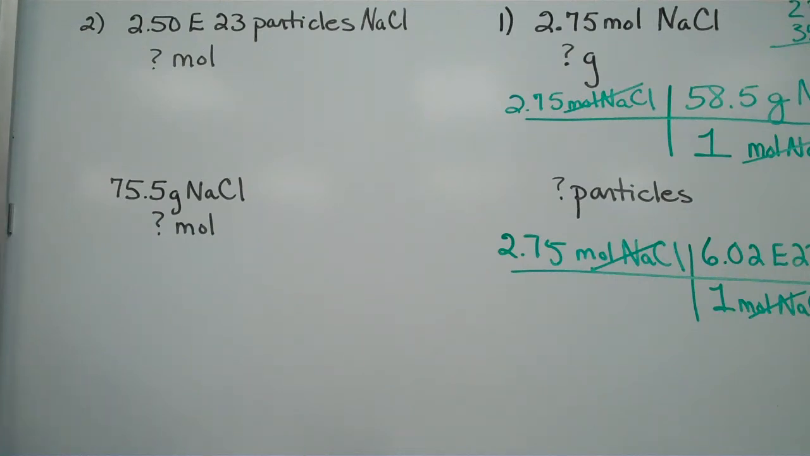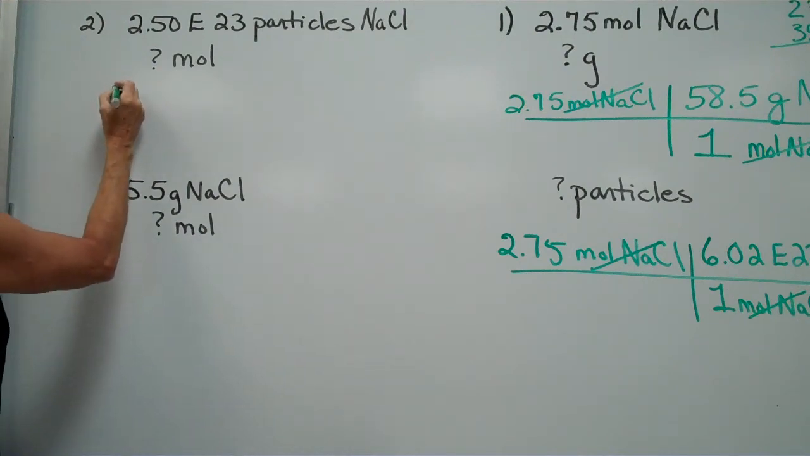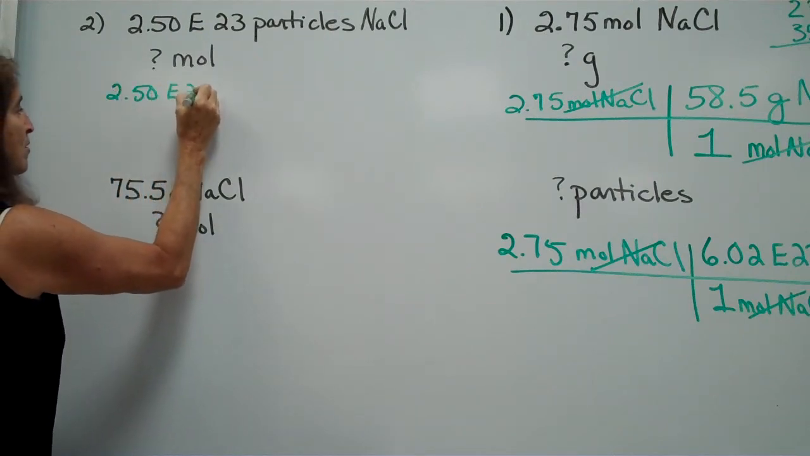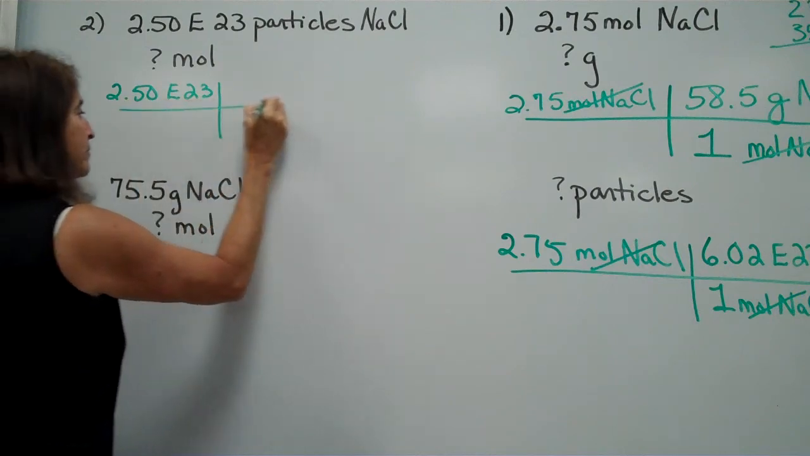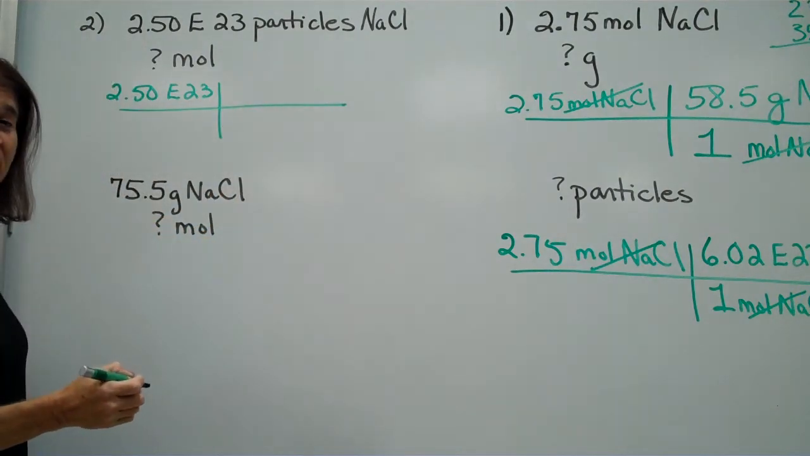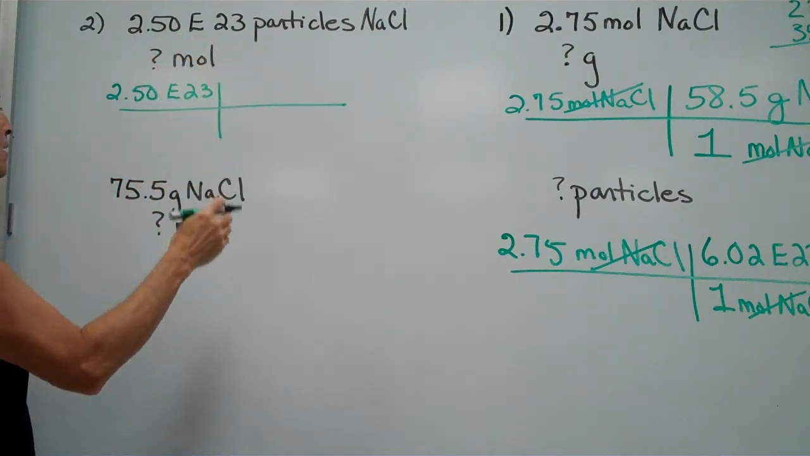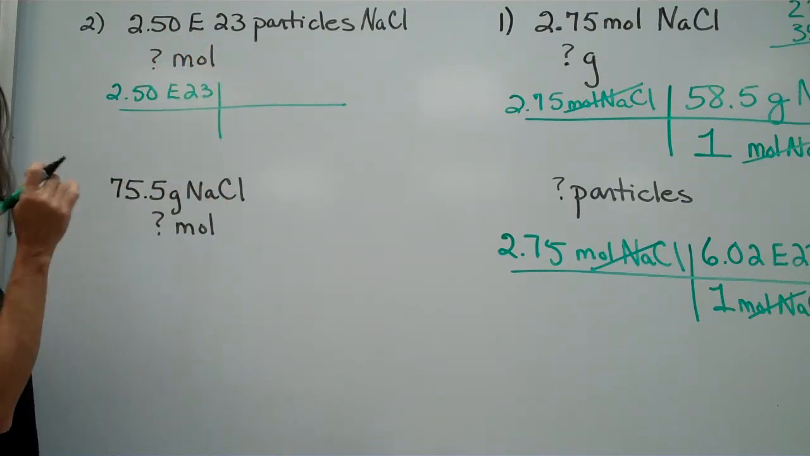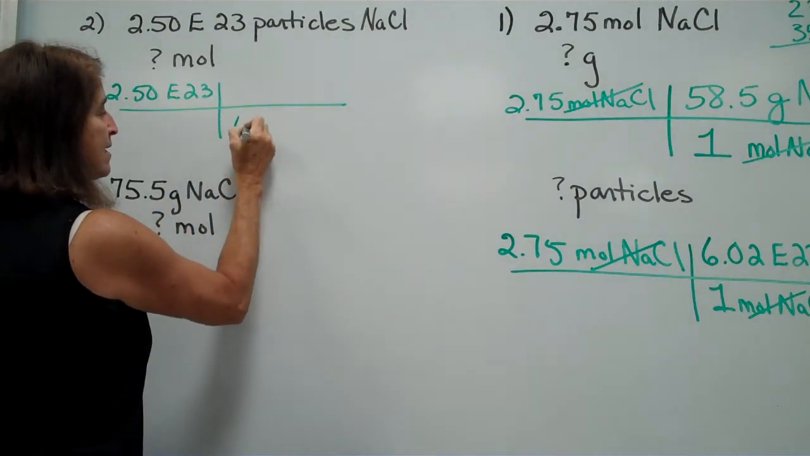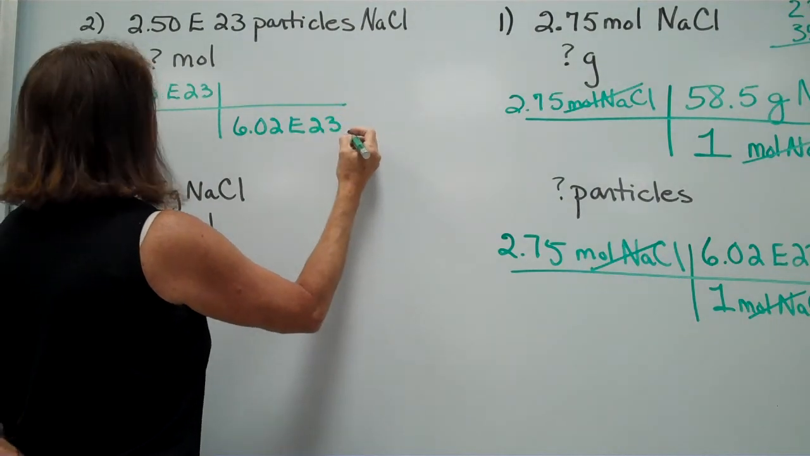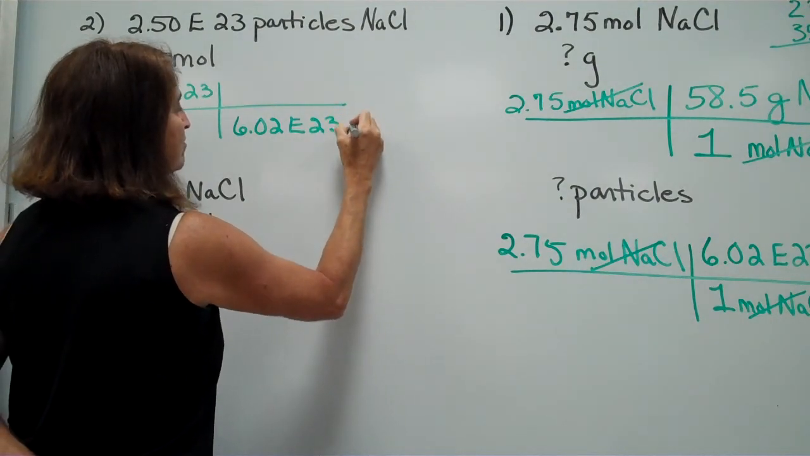Okay, now for this one, I have 2.50 times 10 to the 23rd particles. So I'm going to start with that number, 2.50 E to the 23rd. Do you remember the flow chart? I'm going to be moving from particles to moles. It's always 1 mole, and 1 mole always contains 6.02 times 10 to the 23rd particles of NaCl.